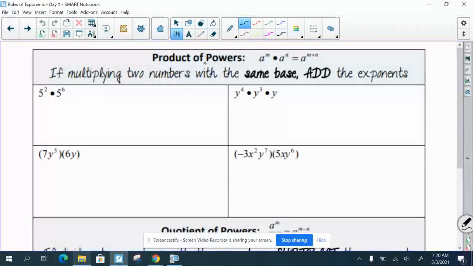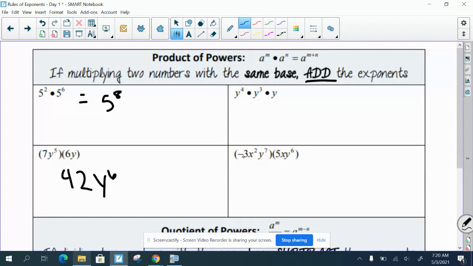So first one is product of powers, and you're going to recognize this from Algebra 1. You may have even used these notes last year. But when you're multiplying exponents, you add the exponents. So for example, if the bases are the same, this would be 5 to the 8th power. Here, you would multiply the 6 and the 7, so that would be 42. And then the y's would be y to the 6th power because you add 5 and 1.